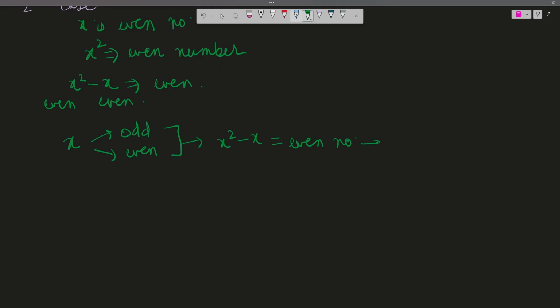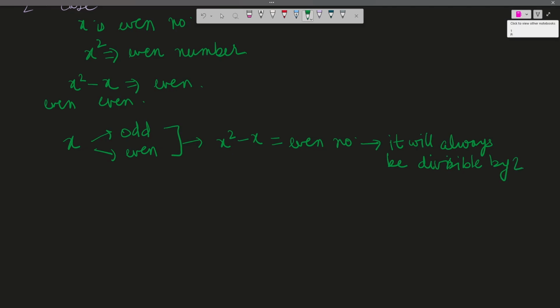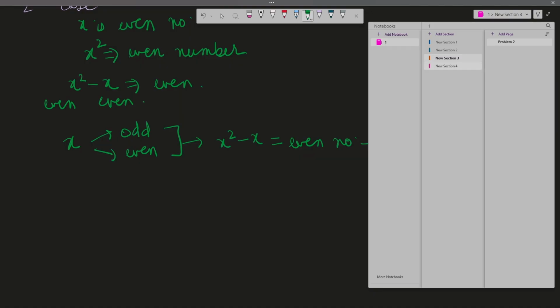And if it is an even number, we can say it will always be divisible by 2, right? So this was a very easy problem. Nothing to do but make the cases and get the answer.